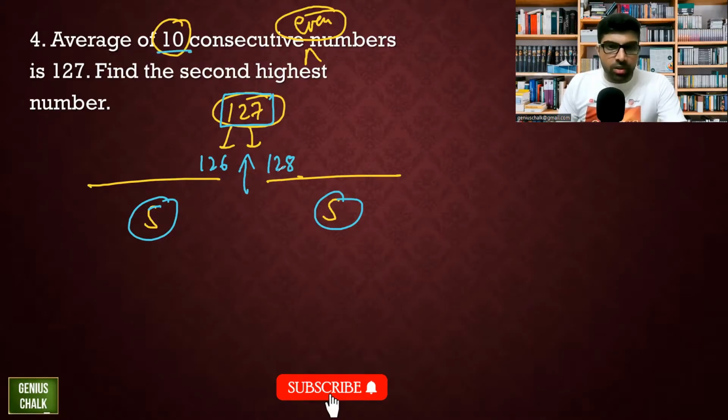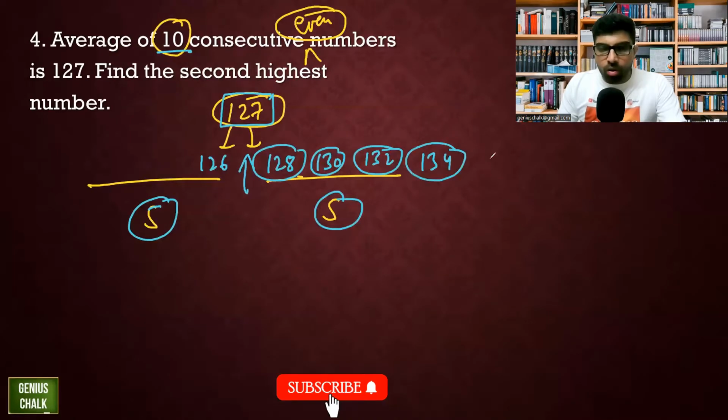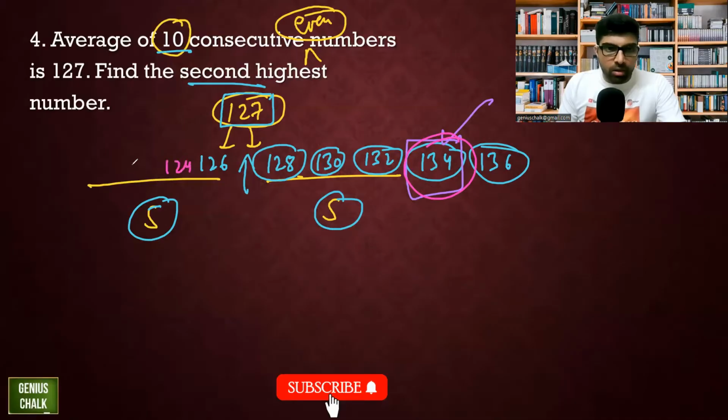Now there are 10 numbers. You can make the list. 128. Then next must be 130. Next must be 132, as there are 5 numbers. Then 134 and 136. These are the 5 numbers. It is asking you the second highest. So what is my answer? My answer has to be 134, because this is the second highest. And similarly, you can make like this 122, 120 and 118. This is the smallest number. Okay, so this is how we solve.